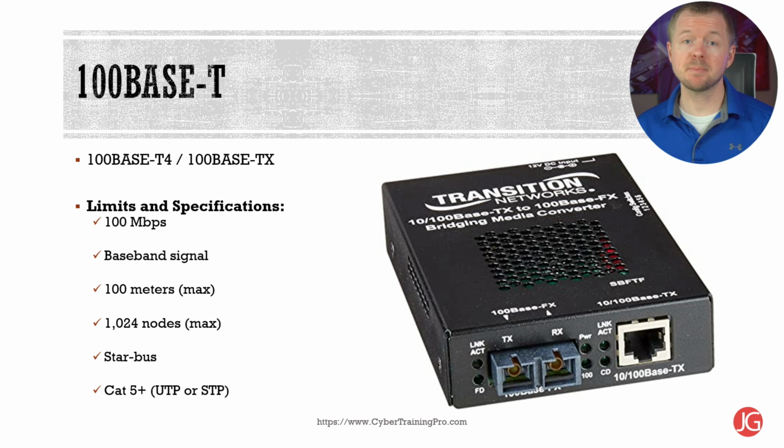It includes speeds up to 100 megabits per second, the signal type is baseband, the distance is up to 100 meters between the hub or switch and the node, with a limit of no more than 1024 nodes per hub or switch. The topology is a star bus, physical star and logical bus. The cable type is Cat5 or better UTP or STP cables with RJ45 or 8P8C connectors.